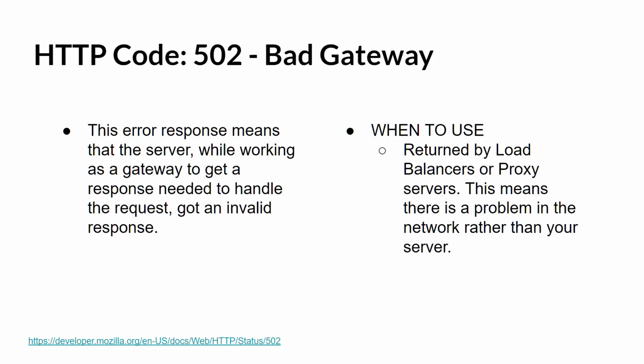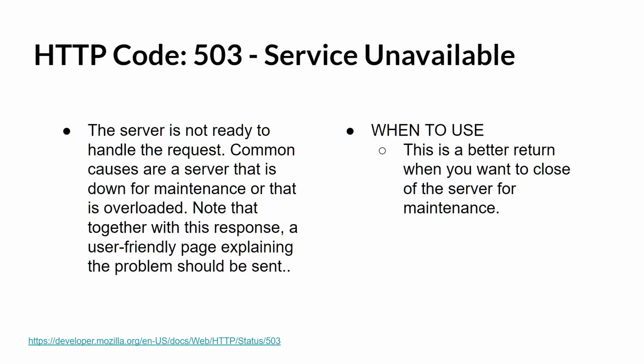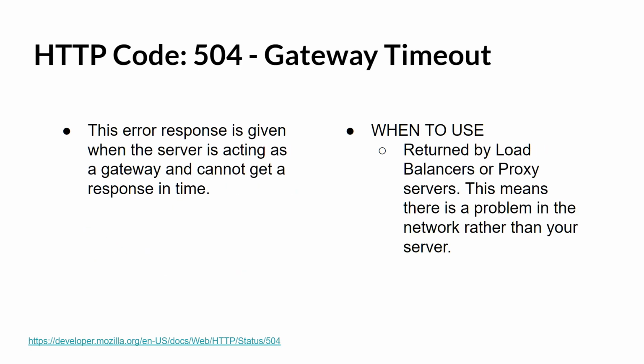Now, 502 bad gateway is returned by the load balancer or proxy servers, which means that the network where the server resides has a problem. 503 service unavailable is used by server admins to say that the current server is either under maintenance or is overloaded and its service is unavailable. It is also automatically sent if there's a DDoS attack usually.